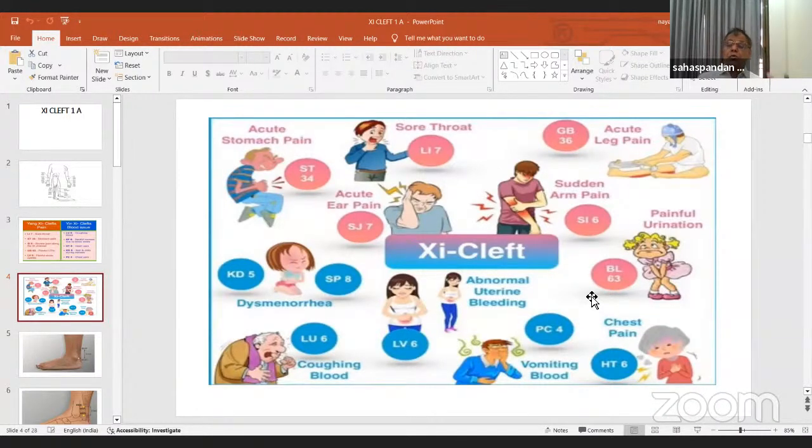Okay, gallbladder 36. Gallbladder 36 is for the pain along the gallbladder channel. Liver 6. Liver 6 is for the painful period, excessive menstrual bleeding, and painful urination. Is painful urination there? Is excessive menstrual bleeding there? Or is painful period there? Apply liver 6. Remember liver 6. Don't forget.